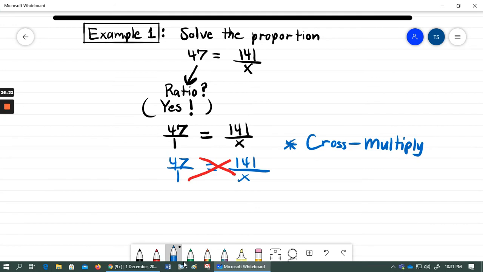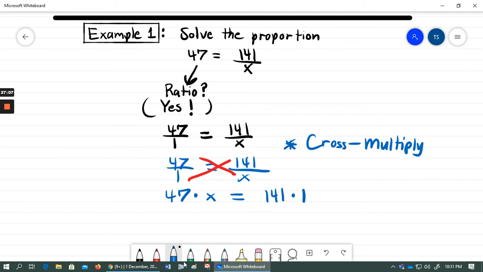Because we know in order to cross multiply, sorry about that, guys, I'm tired. That's why I'm talking like this. We know in order to cross multiply, you have to find the cross products, which means you have to take the numerator, or the top, of one fraction, where you see the 47, and multiply it times the bottom of the other fraction, right? And you do the same thing with the top of the other fraction and multiply it times the bottom of the first fraction.